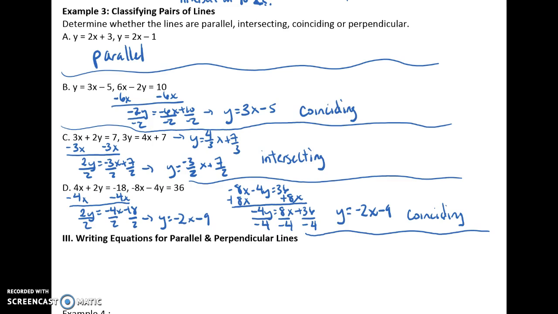All right, so take a look at what I did. So I showed you the work for solving for y. Just make sure you're dividing everything by the coefficient of y. Just a reminder there. So we have parallel, coinciding, intersecting, coinciding.